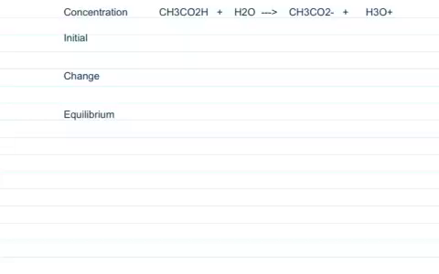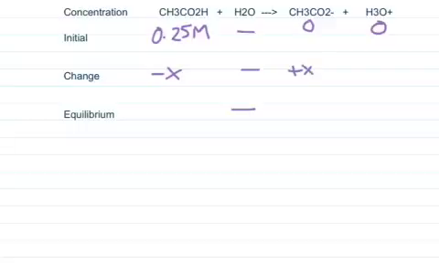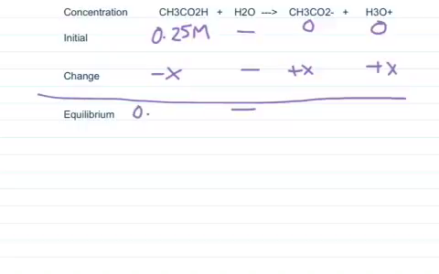So what we know first is our initial. So what did we start with? We start with 0.25 molar of acetic acid. Water is not involved in this because it's not part of our Ka expression. We don't know the molarity of our acetate or our hydronium. What changes is we are getting rid of the acetic acid and we are forming acetate and hydronium. So when we write out our equilibrium, we have 0.25 minus X, and plus X.